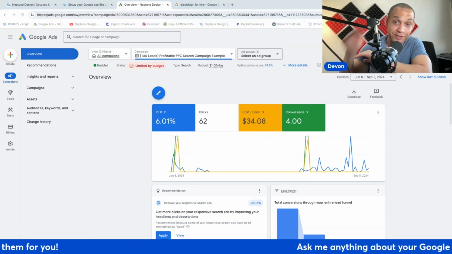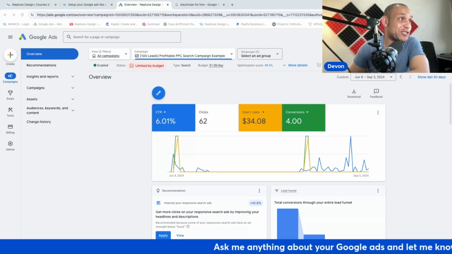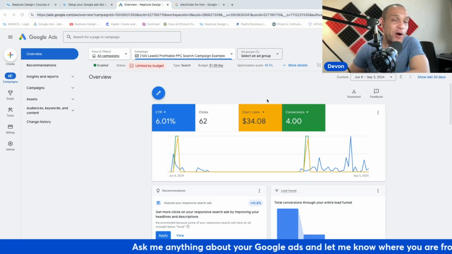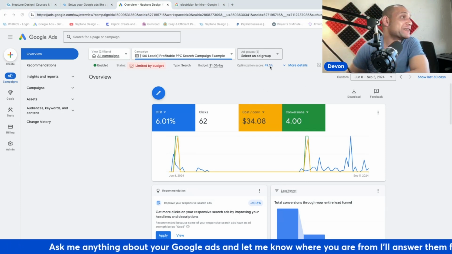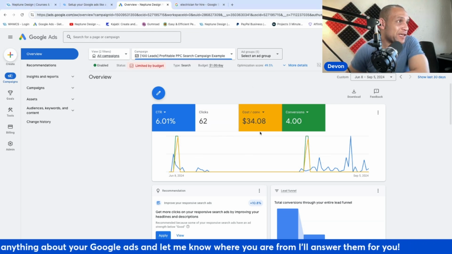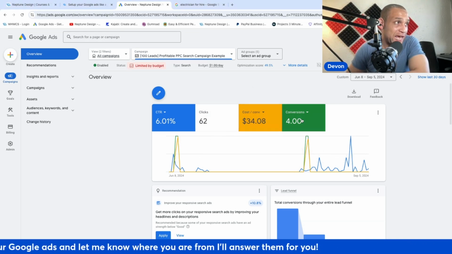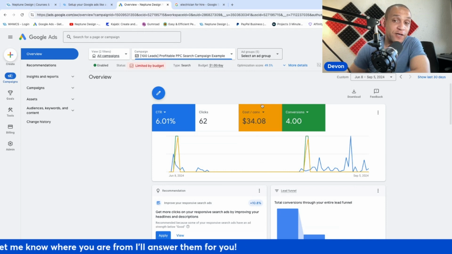Well done. But the key is to keep on getting those click-through rates. So just make sure you stay consistent, keep on trying to keep it above 11%. All right. So as you can see over here, we're getting clicks. The ad is converting, but my cost per conversion is too expensive.